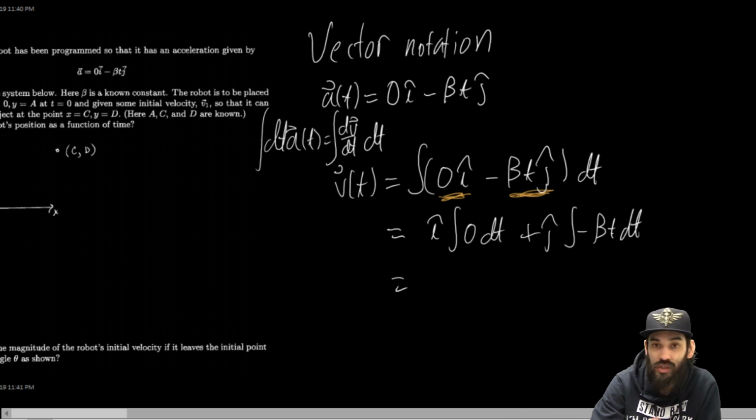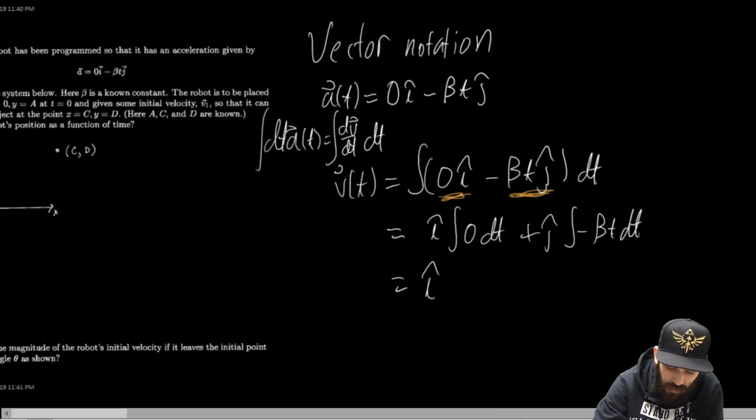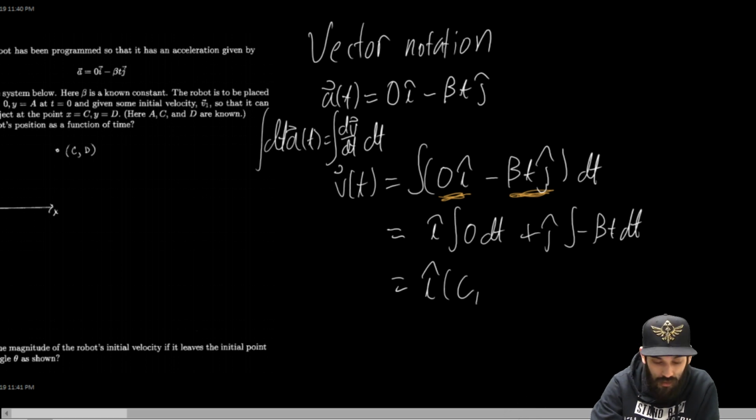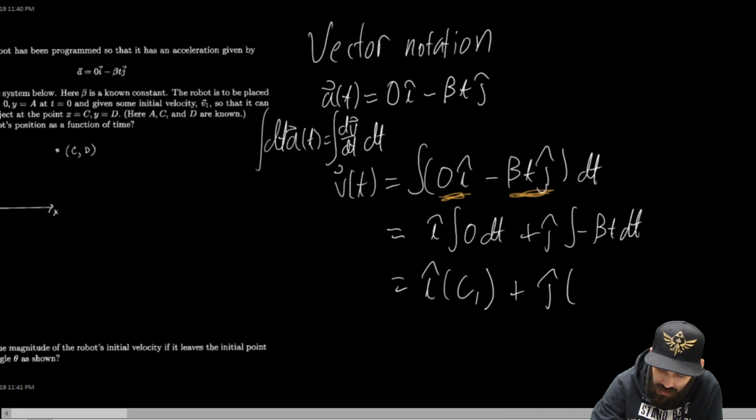So the integral of 0 is 0, but we also get a constant of integration here, because whenever you do an indefinite integral, you're going to get a constant of integration. So this is going to be i hat times, because we were using a c already, we're going to call this one c sub 1, just to denote that it's different than the c that we have in our problem, plus j hat times minus beta t squared over 2 plus another constant of integration, c2.